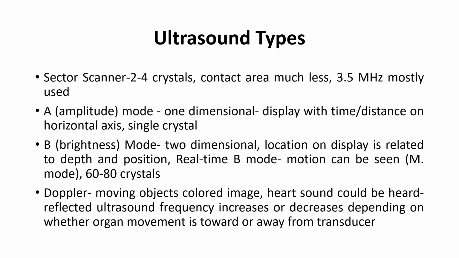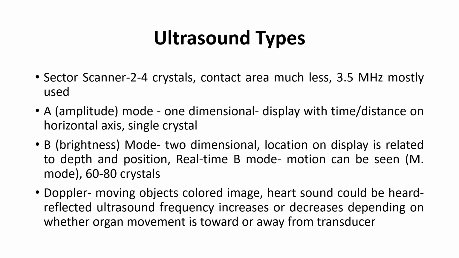So first of all, we have to know about the ultrasound types. One type of ultrasound is sector scanning, and in a sector scanner there are 2 to 4 crystals in the transducer or the probe that scan the objects. And mostly the frequency used in this is 3.5 megahertz.